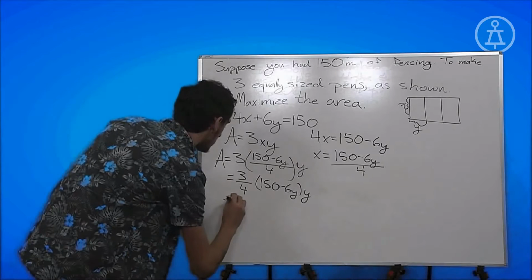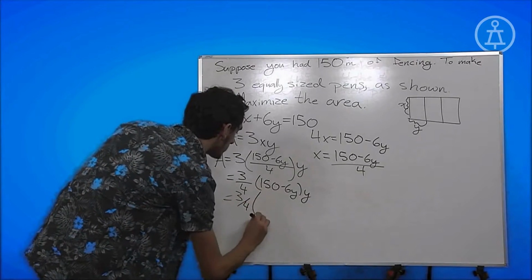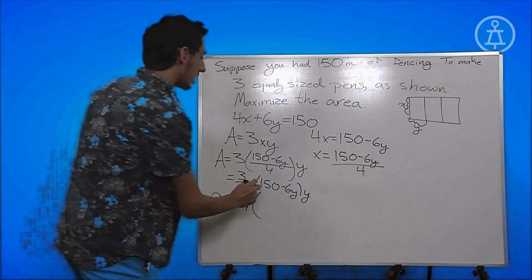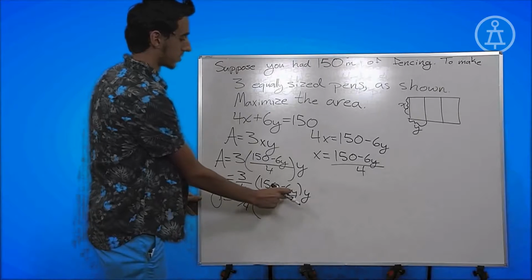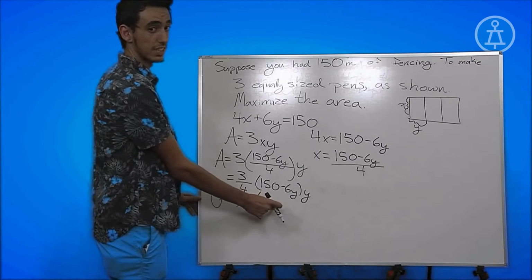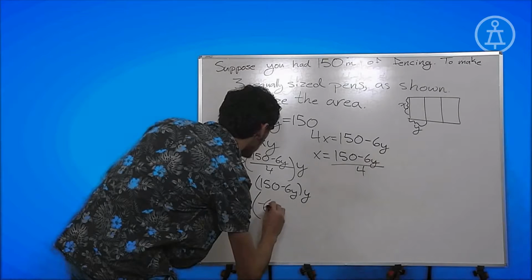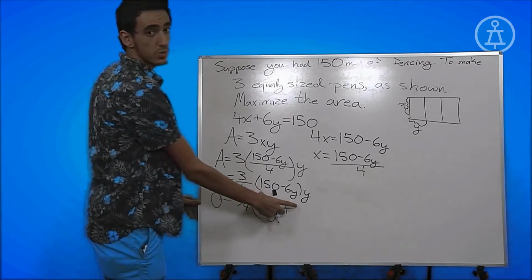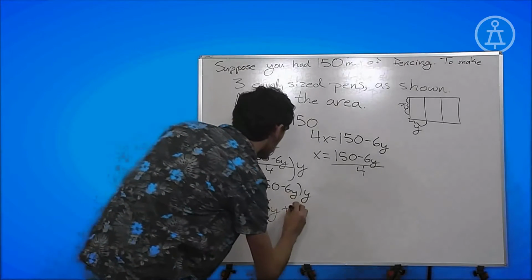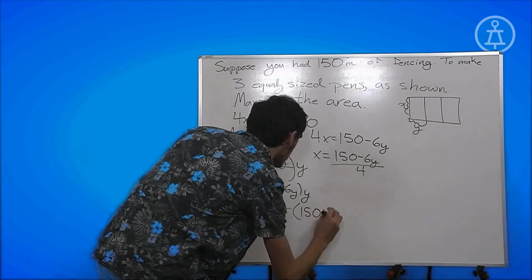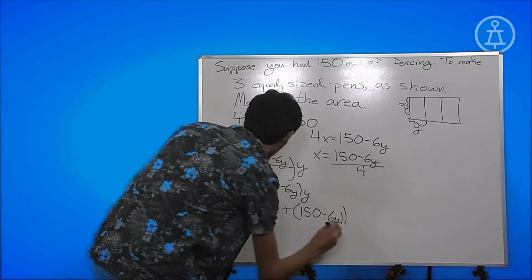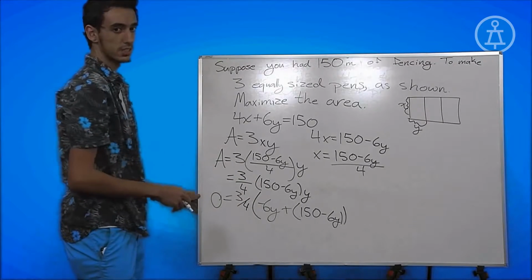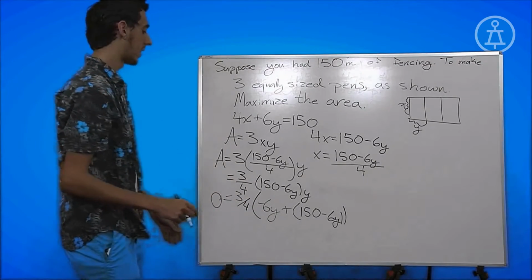So we know our derivative is going to be 3 over 4 times, so we're going to do product rule again. The derivative of this quantity is going to be negative 6, so we're going to get negative 6y plus, the derivative of this one is just 1 times 150 minus 6y, so we get 150 minus 6y. Notice how I have the 3/4 all the way out front because I took the constant out beforehand. So I don't want to just give it to the negative 6y.